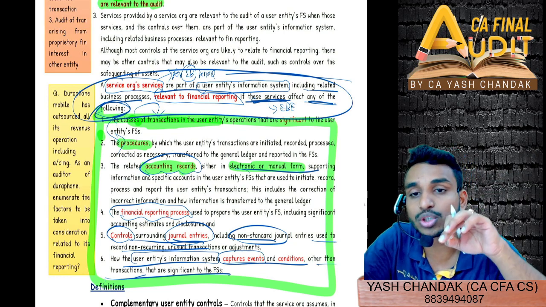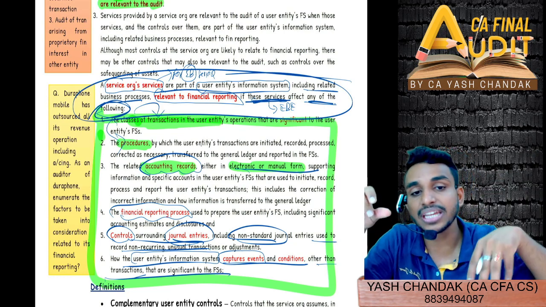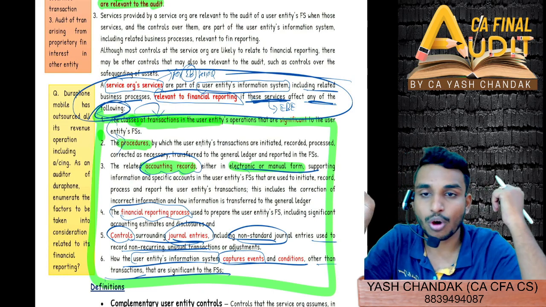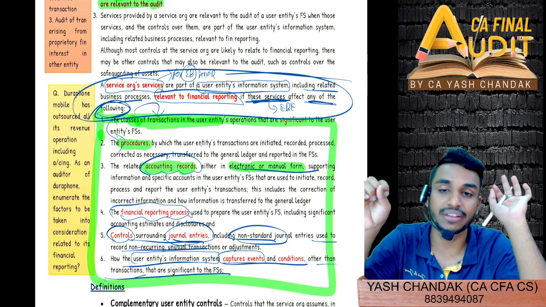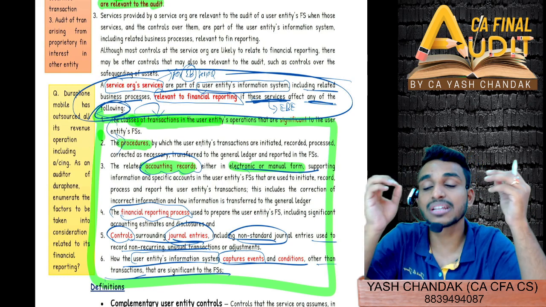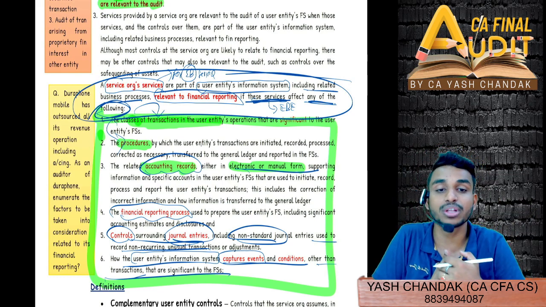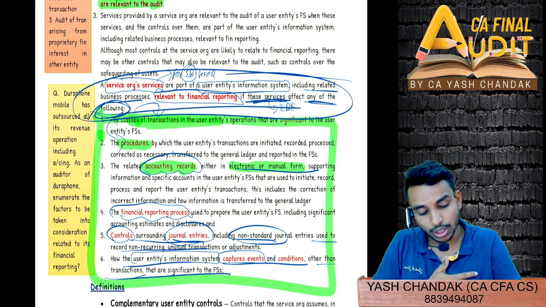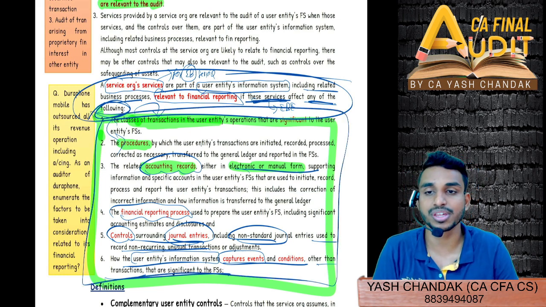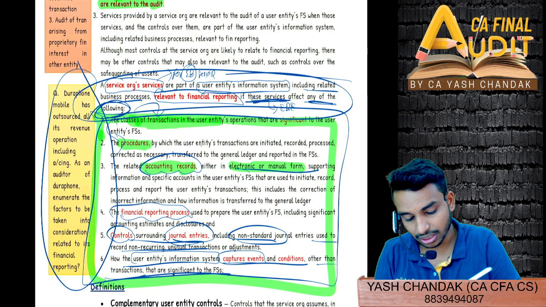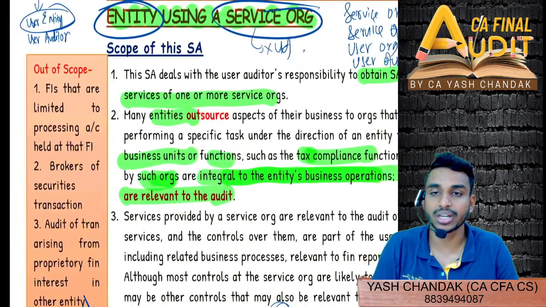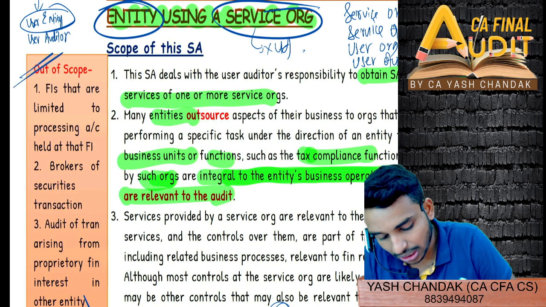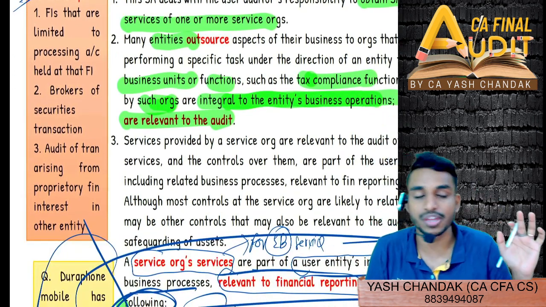We will consider it as relevant to the audit if it in any way affects the financial reporting process or is relevant to financial reporting. And how do you consider whether it is affecting our financial reporting or not? We will evaluate based on these 5 to 6 points. Read this question, and then we will see what all things are out of scope of SA 402. I'll just quickly tell you what all are out of scope of SA 402.